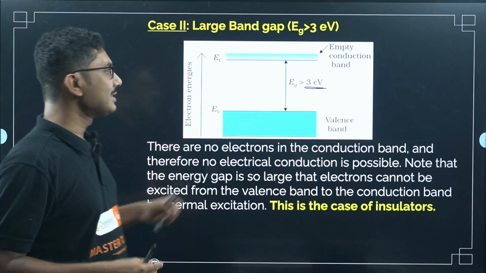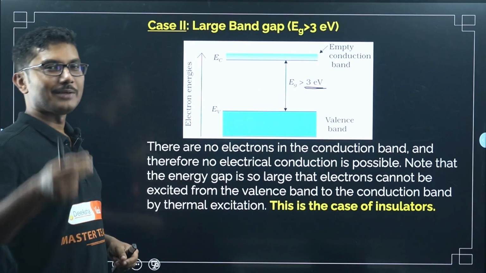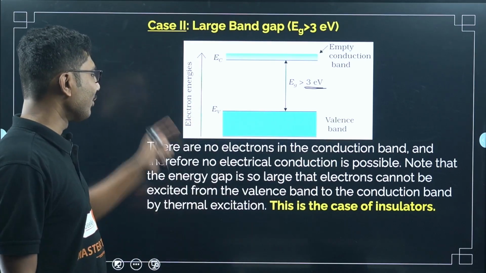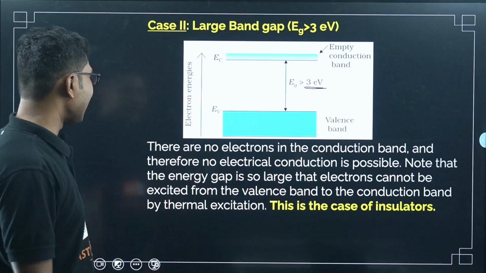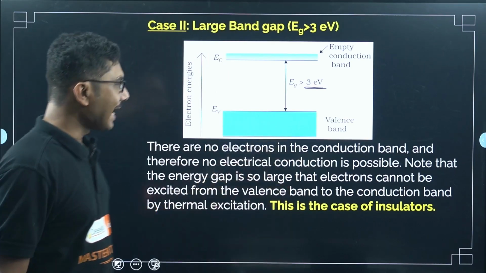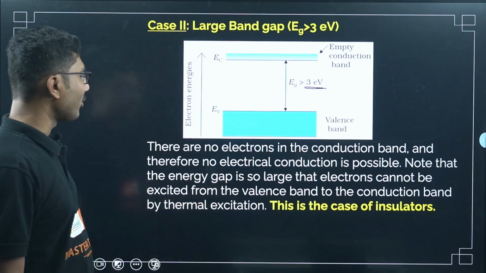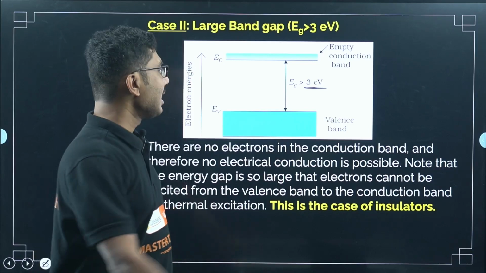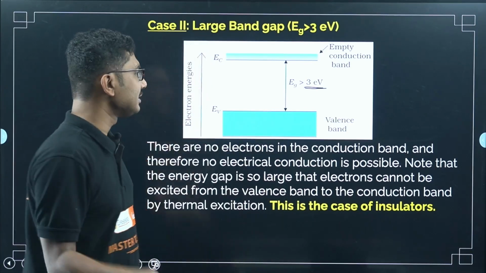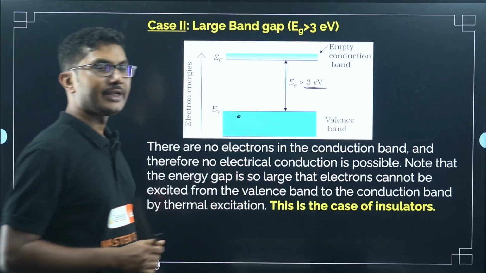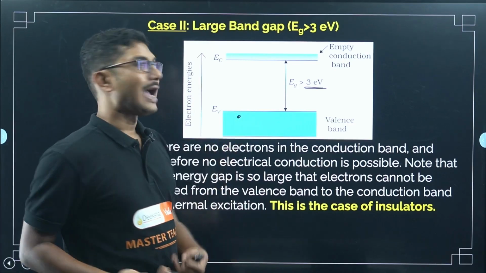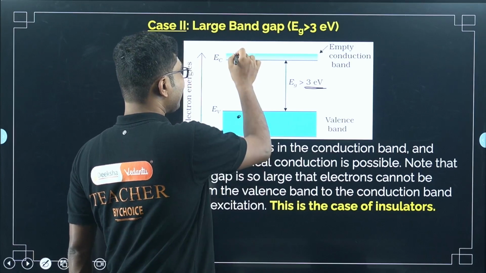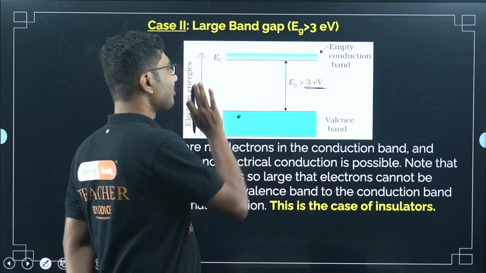If the gap is very high, you will not be able to reach your neighbor's balcony. There are no electrons in the conduction band and therefore no electrical conduction is possible. Note that the energy gap is so large that the electrons cannot be excited from the valence band to the conduction band by thermal excitation, even if you are heating this material. Thermal excitation means when you heat a material, electrons gain energy, and because of that energy, an electron might go from valence band to conduction band. But that is also not possible for insulators.